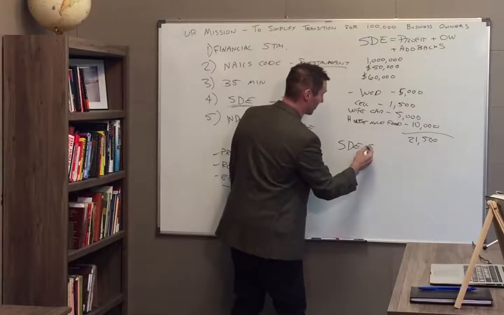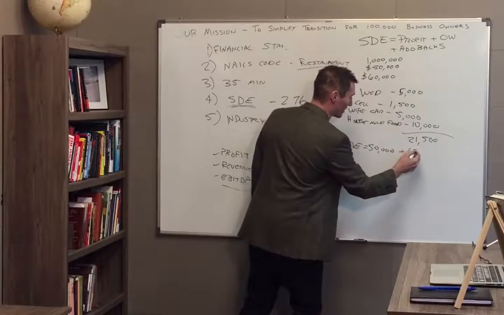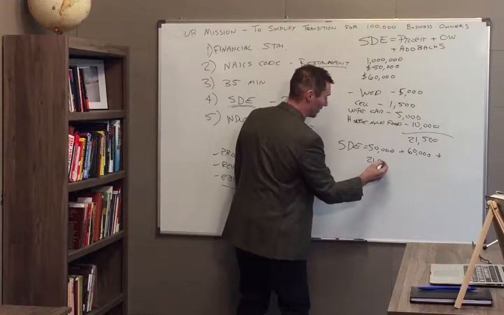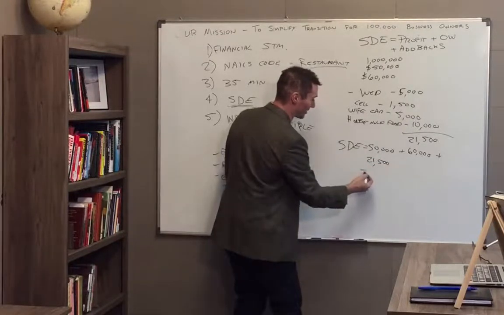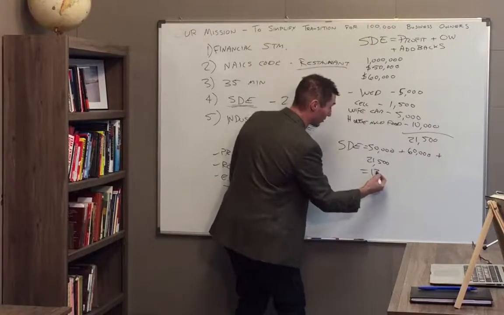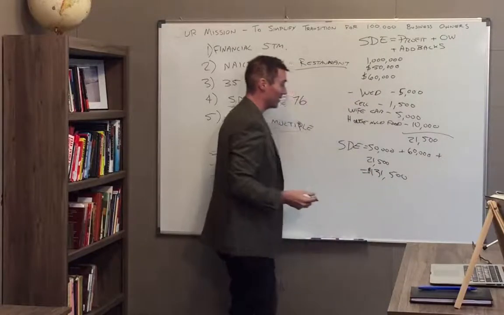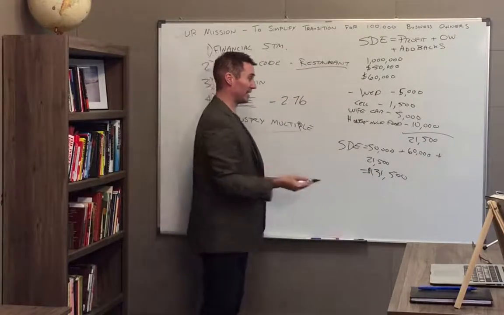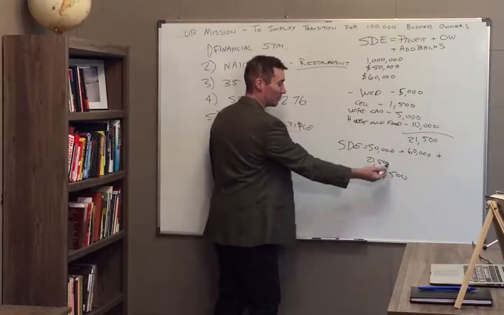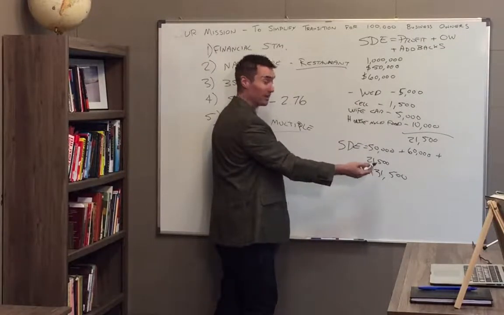So we have our $50,000 in profit, we've got our $60,000 in wages, and we have our $21,500 in add backs, which totals up to $131,500. So this is how much the company truly makes at the end of the day that the owner gets to put into his pocket. He puts in his salary, he puts in the profit, and he puts in all these add backs that he's actually distributing throughout his family, but at the company's expense.